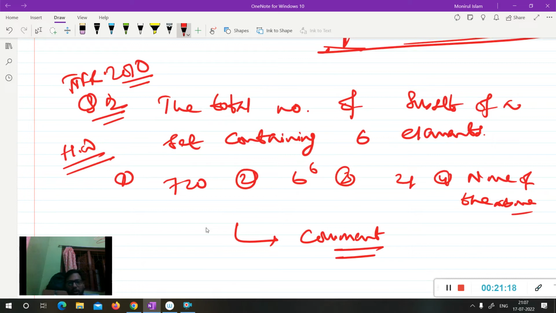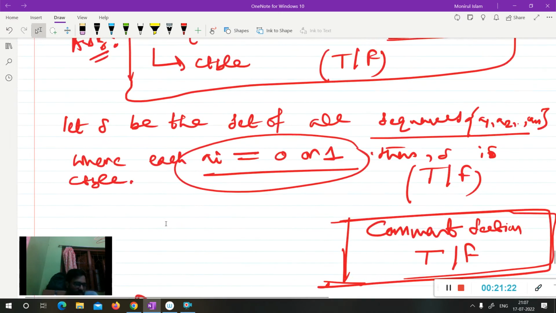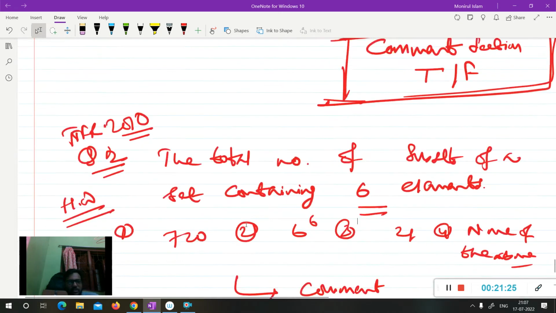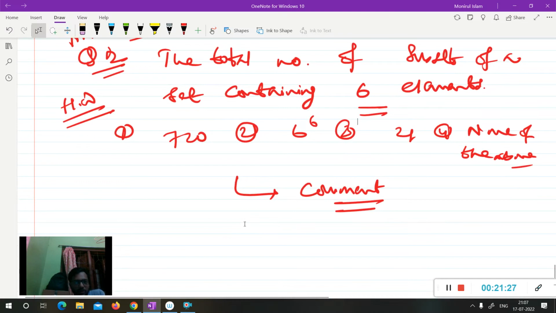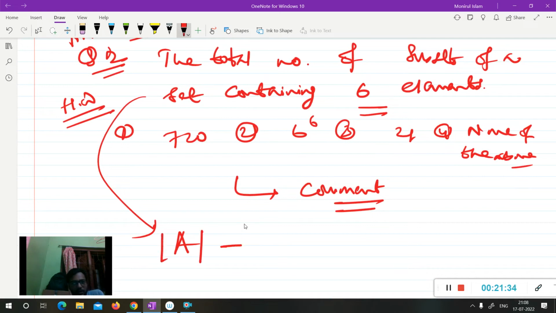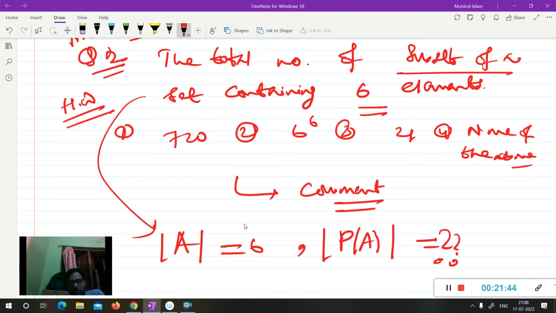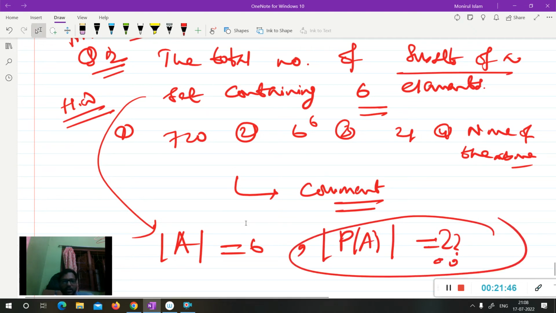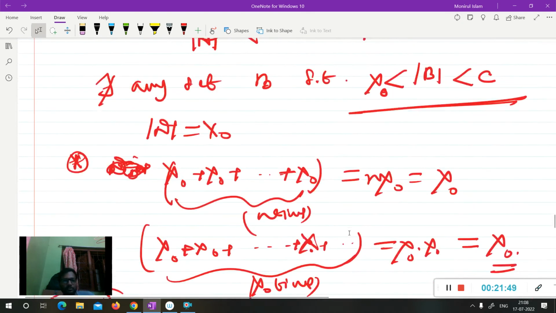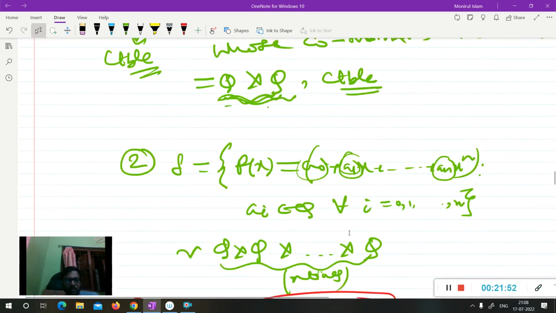The question says the total number of subsets of a set containing 6 elements. I have discussed this theory in the previous lectures, many lectures in fact, so you will easily solve this question. Suppose A is a set containing 6 elements. It is asking for the total number of subsets, that is, how many elements are in the power set. Please solve this and tell me in the comment section. If you get this, I will know you are watching my videos properly.